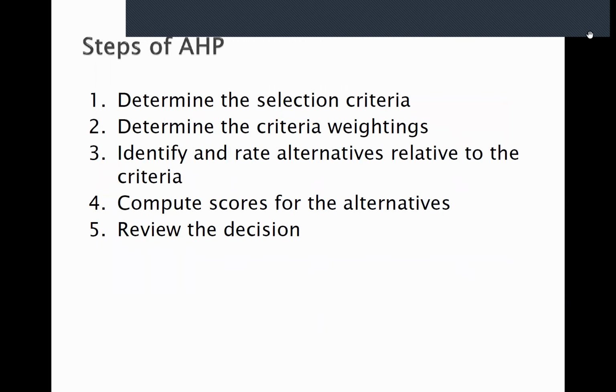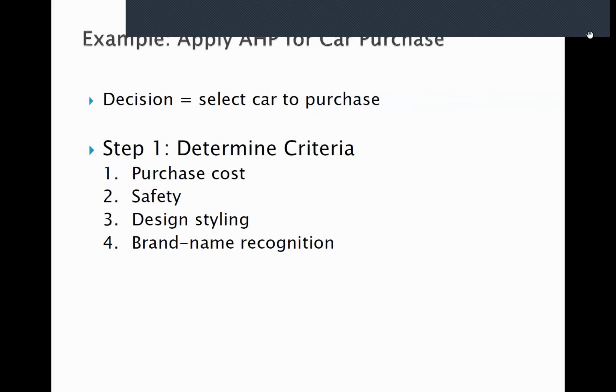Here are the steps of AHP. We determine the selection criteria and weightings, then identify and rate the alternatives relative to the criteria, compute scores for the alternatives, and review the decision. Here we are going to apply AHP to car purchasing. Suppose that we would like to purchase a car and make a decision by applying AHP.